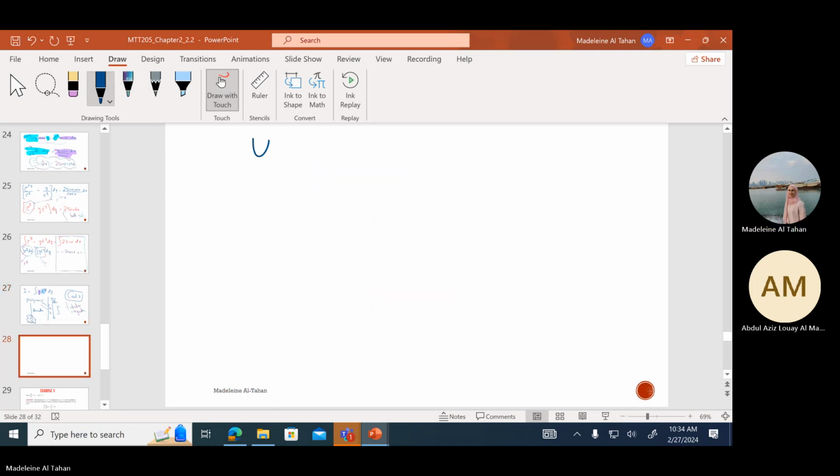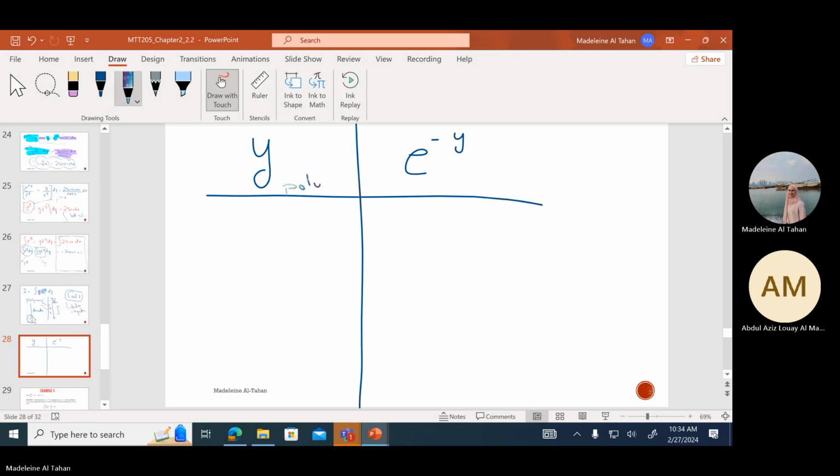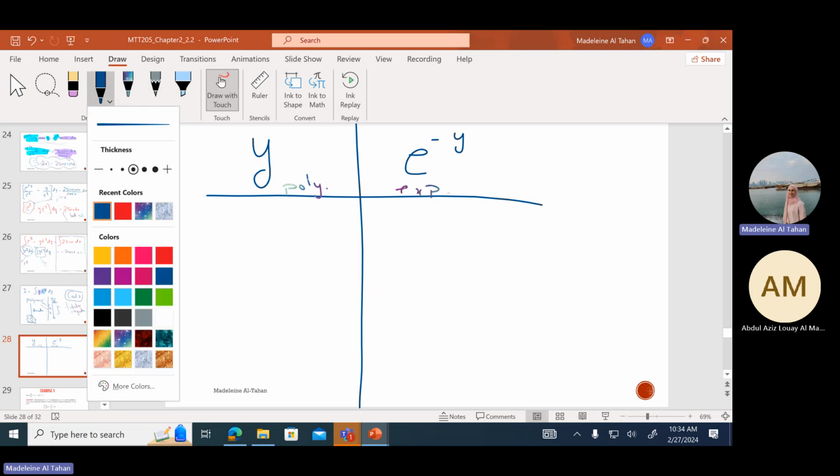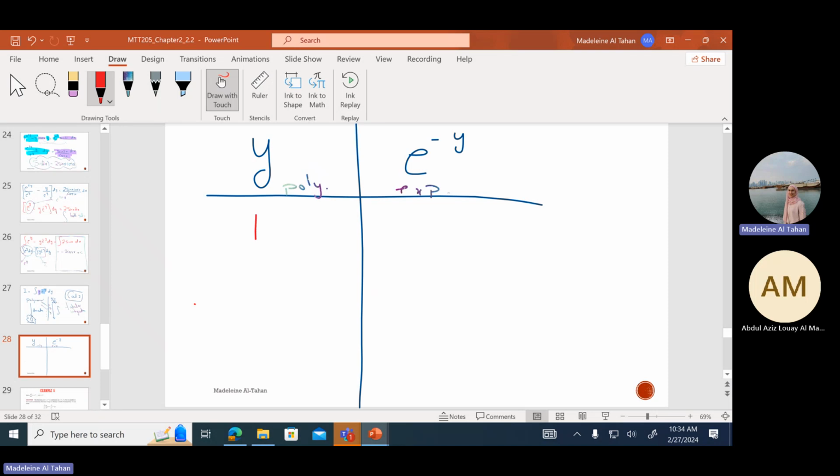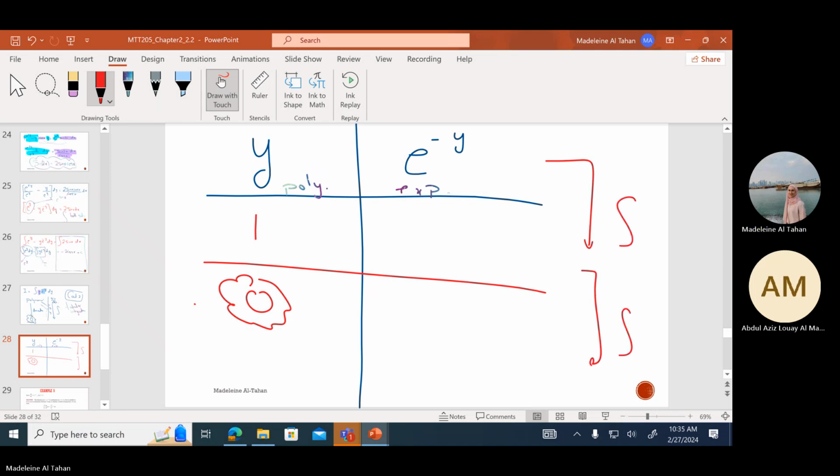So what do we need to integrate? This is the polynomial here, and this is the exponential, right? What's the first derivative of y? 1. The derivative of 1? 0. And we stop at 0. So if I started at y squared, I would go to 2y, then 2, then 0. Then the integral now. Integral of e negative y. What's the integral of e negative y? Minus e minus y. And the integral of minus e minus y is e minus y. And then what do we put? Plus, minus.